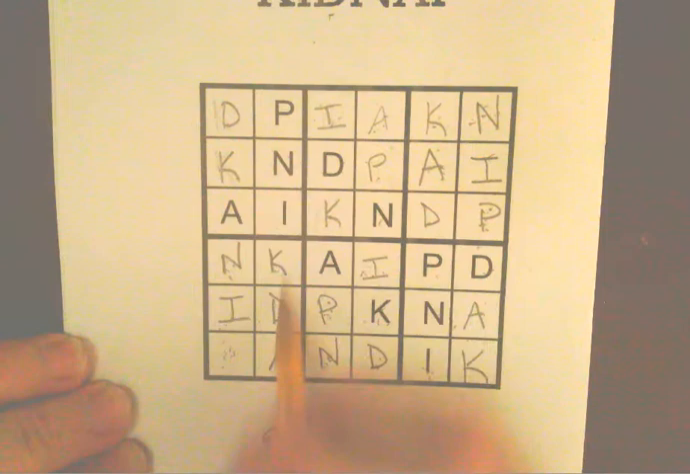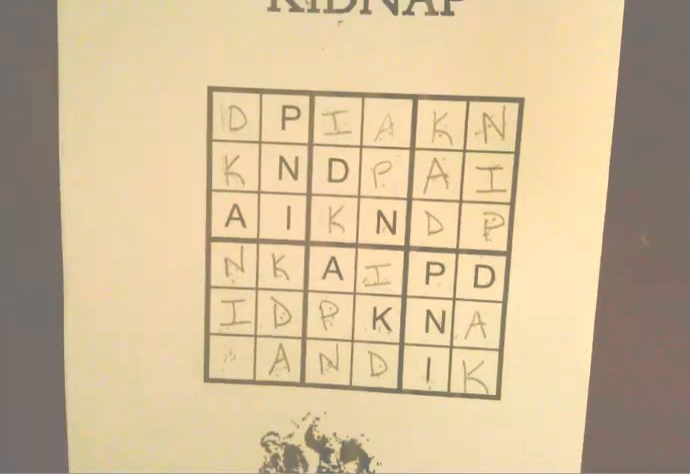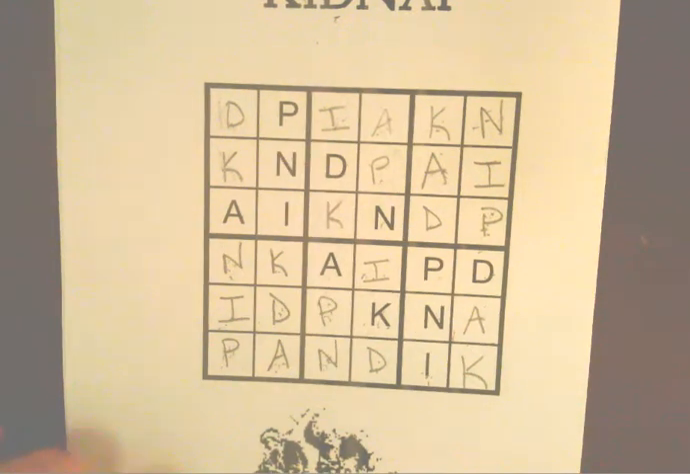I'm going to double check it. I have no more A's here. I have no other A's here, so I'm confident that that's where that goes. So K, I, D, N, A, and then I have a P right here. I'm going to double check I have no other P's. I don't. No other P's here. I don't. So I am officially done with this Sudoku puzzle.